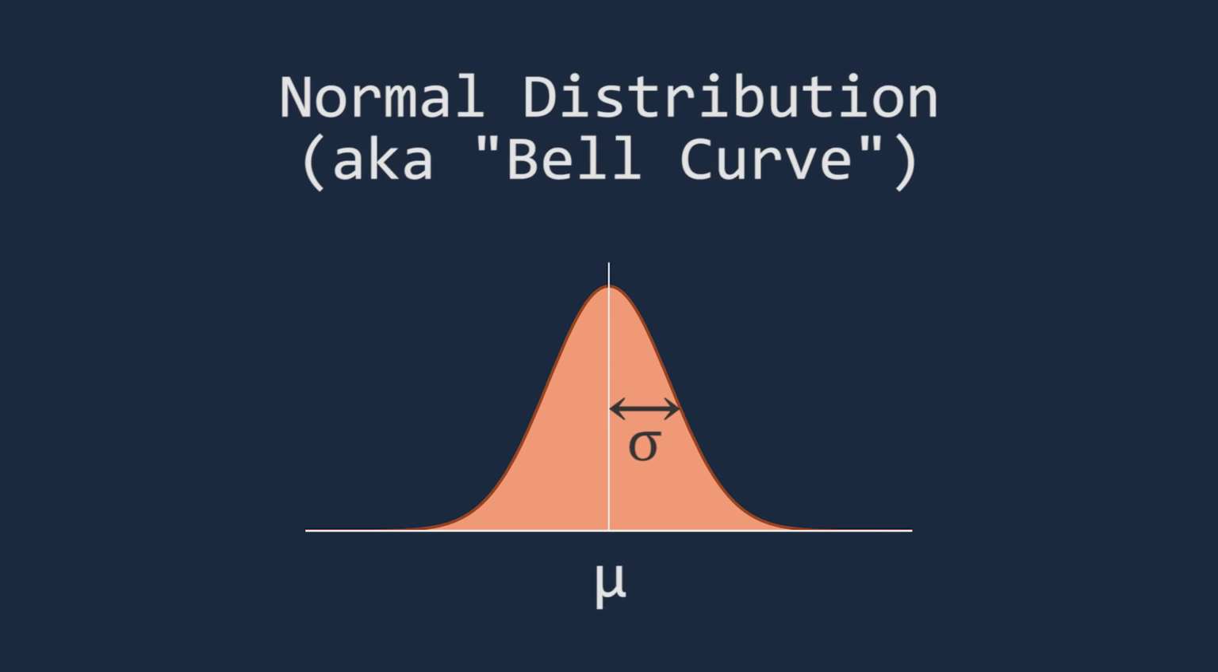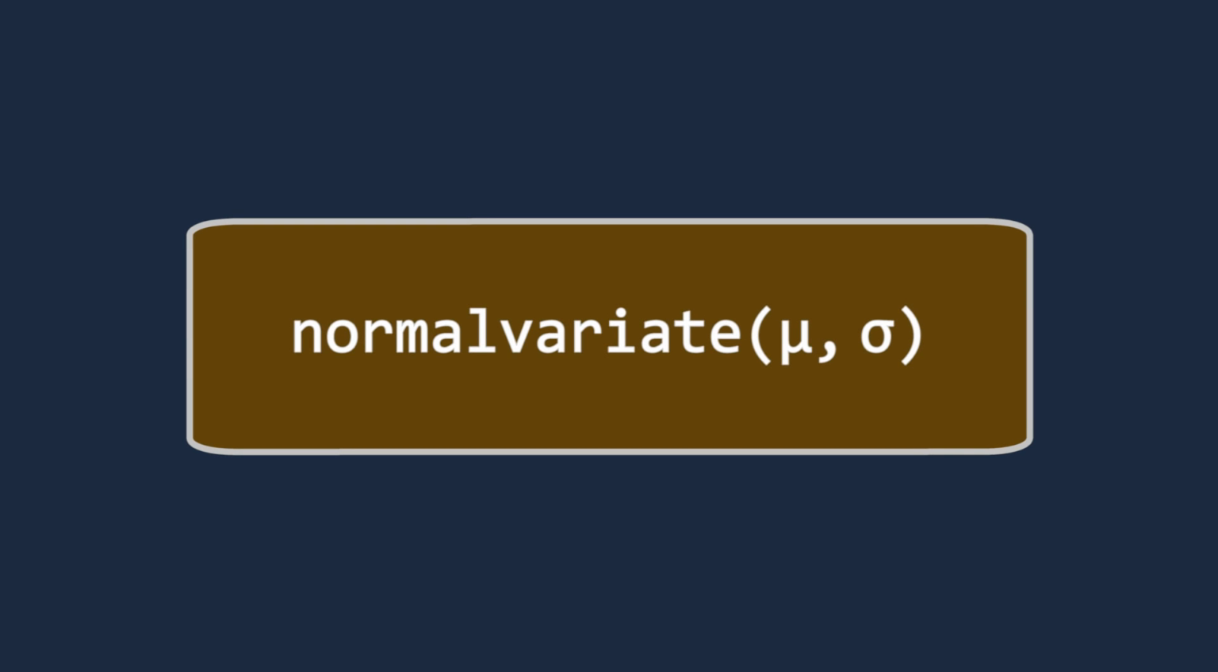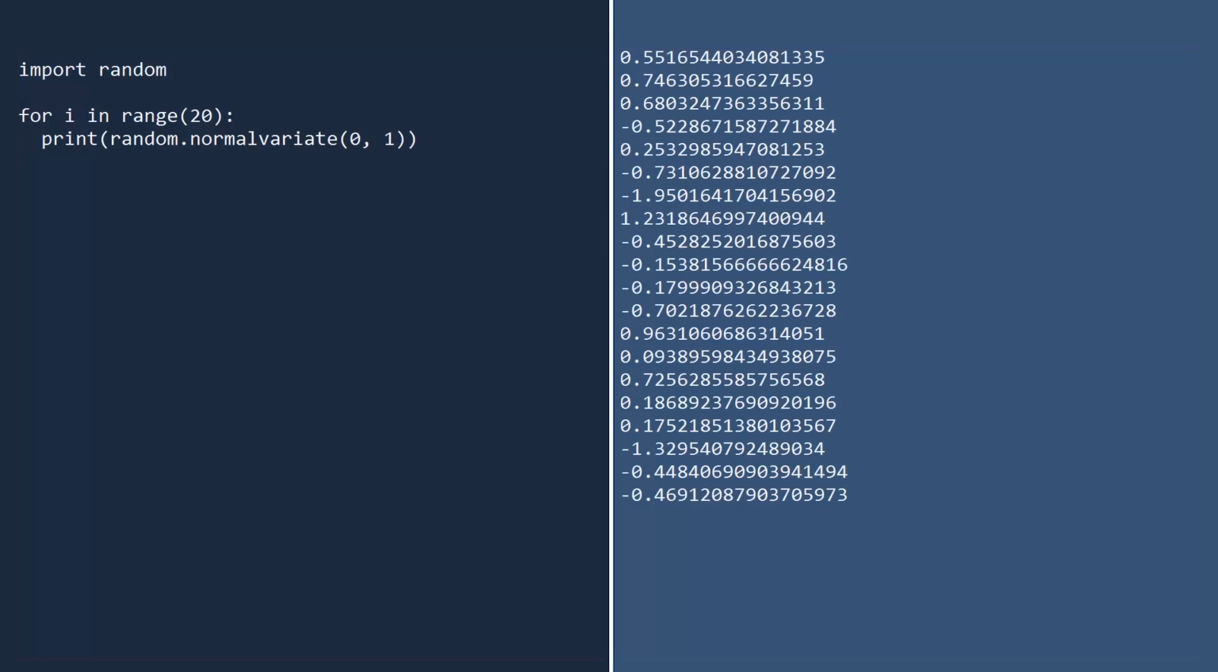To generate random numbers from a normal distribution, you use the normal variate function. When you call this function, you must pass in both the mean and the standard deviation. For example, to generate 20 numbers from a bell curve with mean 0 and standard deviation 1, you call the normal variate function and pass in the two parameters. Notice how the numbers are bunched around the mean 0.